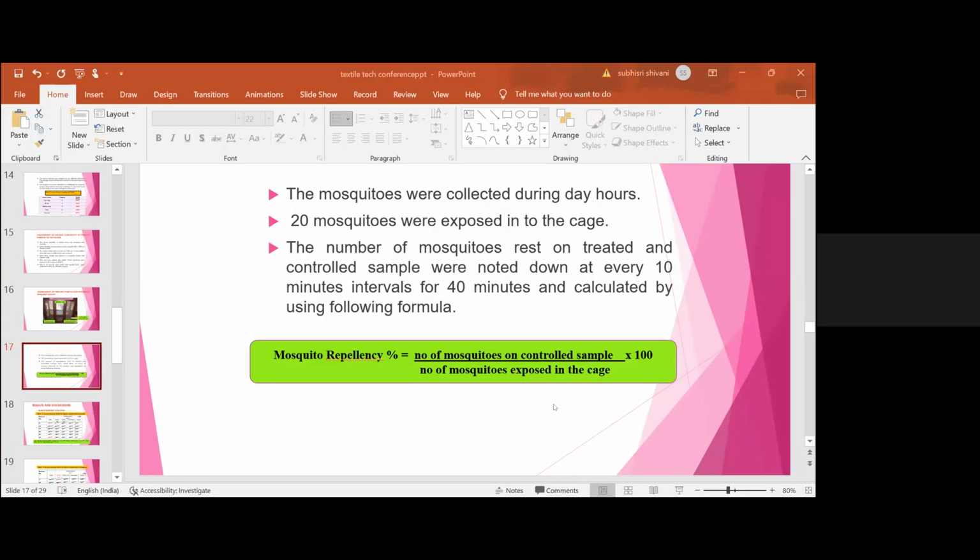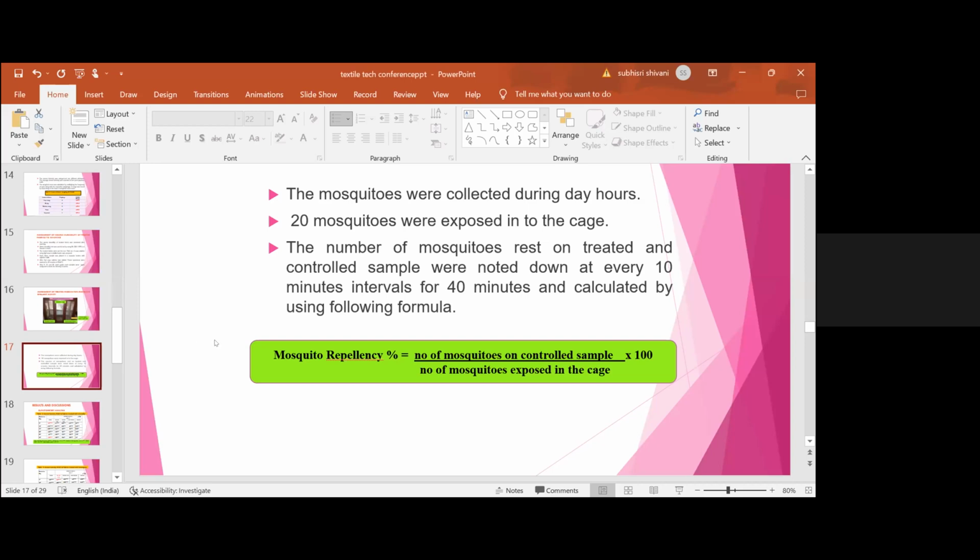20 mosquitoes were exposed in the cage. The number of mosquitoes on the treated fabric and the control sample was counted, and the mosquito test was repeated every 10 hours for 4 minutes. The mosquito repellency percentage was calculated using the following formula: number of mosquitoes on the control sample minus number on the treated sample, divided by number on the control sample, into 100.